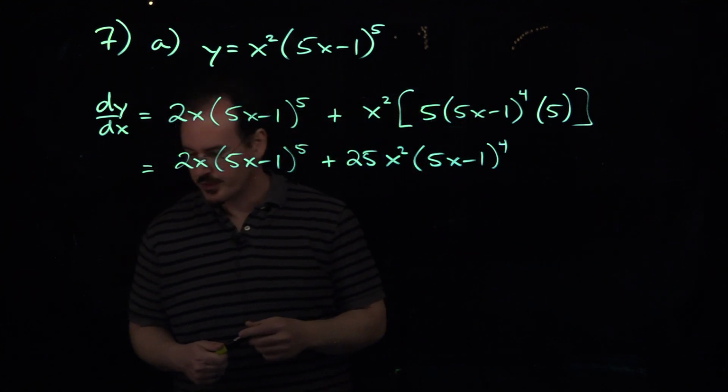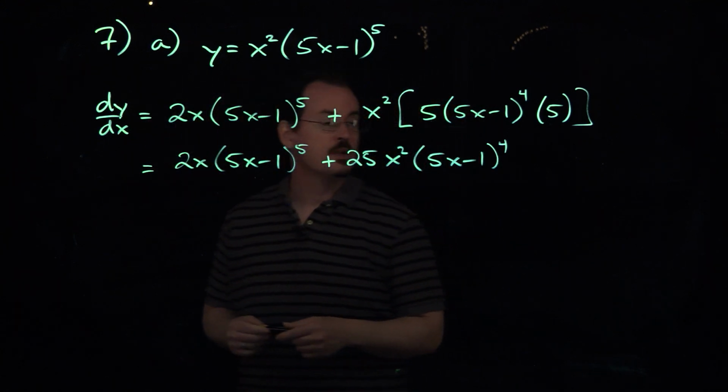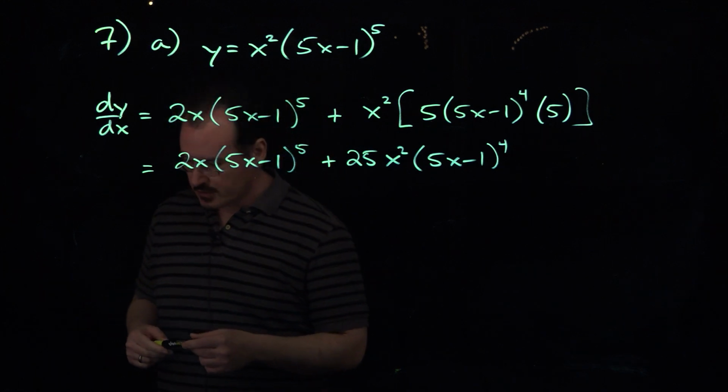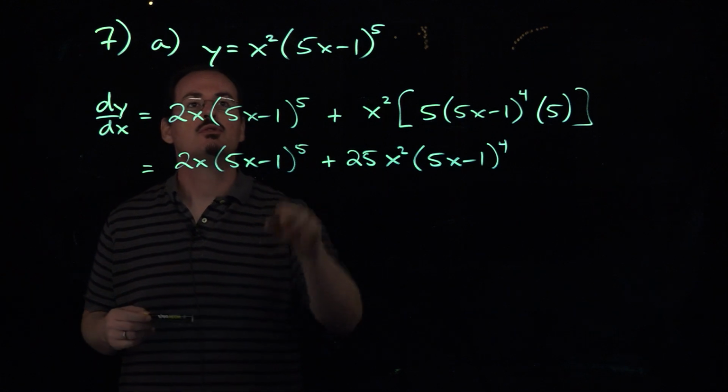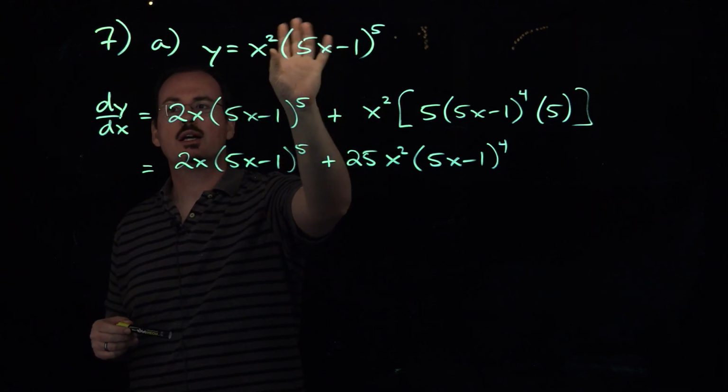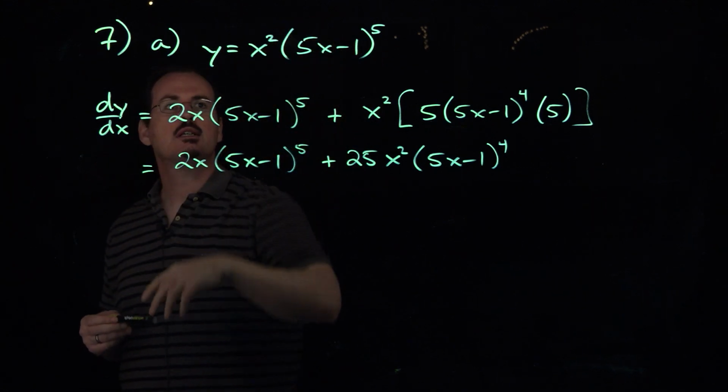Looking at section 4.3, example 7. So I've got the first one written up here. This is a product rule combined with the chain rule. This is the function that we have here. We're asked to find the derivative, dy/dx.